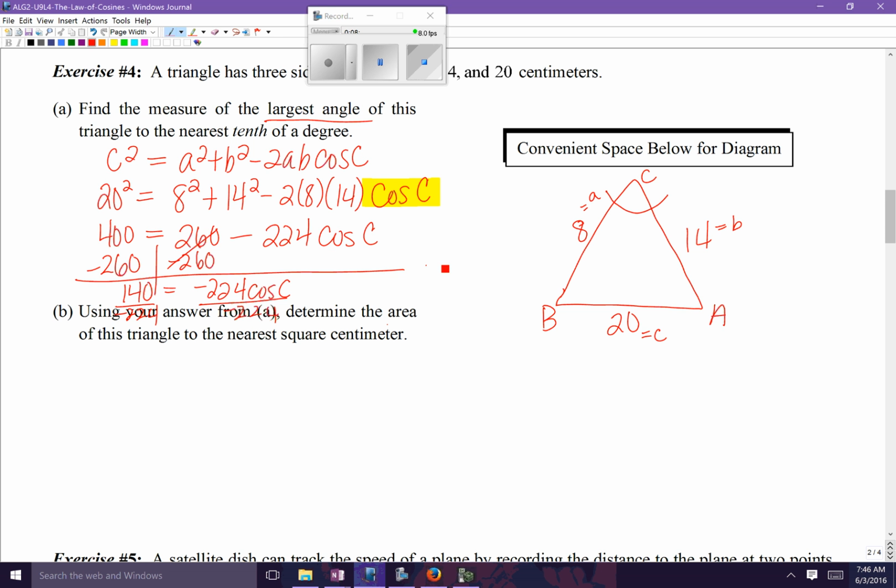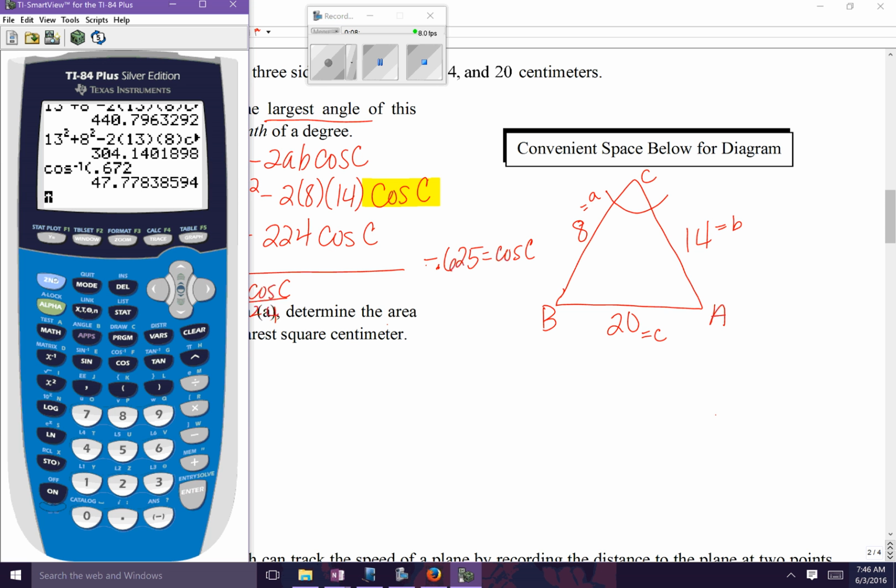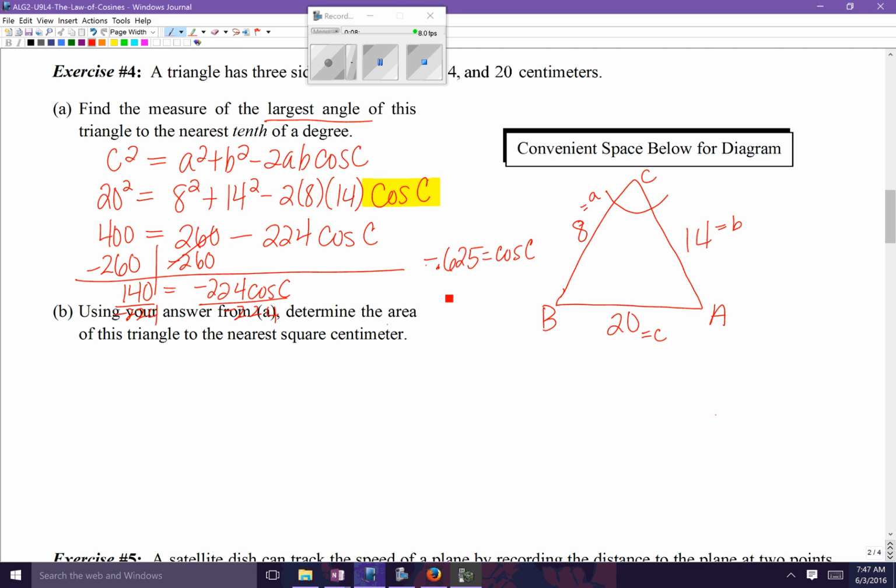And you would get negative 0.625 equals the cosine of C. And again, we're not looking for the cosine of C, we just want C. So I go to my calculator, second cosine of negative 0.625, close it. And I get 128.68 degrees. And how did they want me to round this? They wanted me to round this to the nearest tenth of a degree. So I'm going to say it's 128.7.